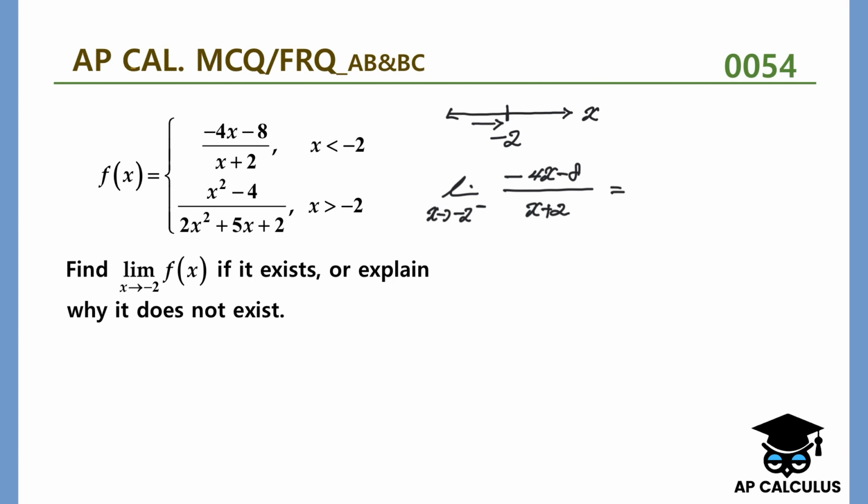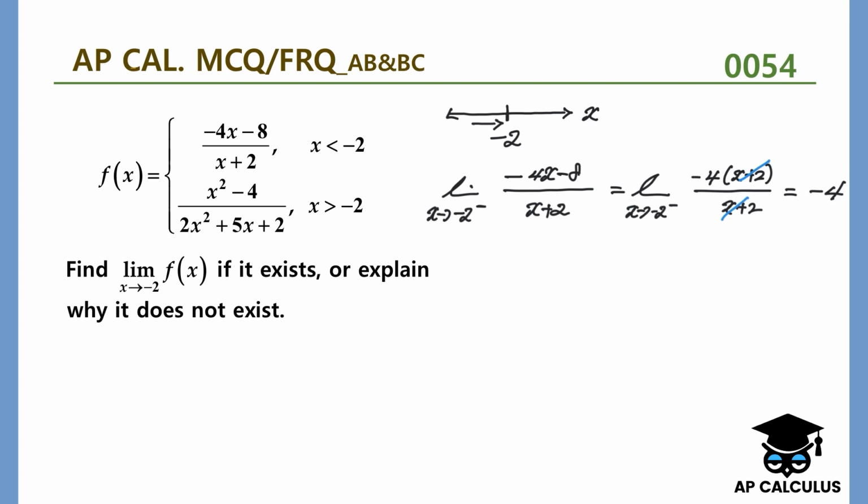That is equal to the limit as x approaches -2 from the left-hand side. If we factor this, that's -4 times (x + 2), and we have x + 2 here. So we can cancel this factor, and that's going to be equal to just -4. So the left-hand limit of f of x is equal to -4. And let's find the right-hand limit.